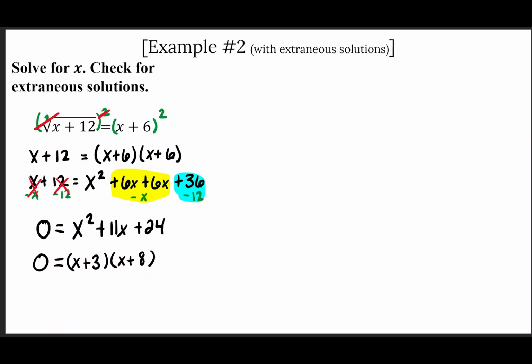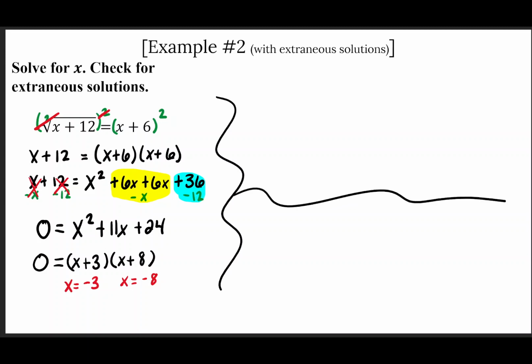When we solve a quadratic that's in factored form, we factor it like we just did, and then we need to say the opposites of those. My solution for that first factor is going to be negative 3, and my second factor is going to be negative 8 for a solution. So we have two possible answers. One of them could be extraneous because we accidentally might have created some false answers, so we do need to check both of these. So I've got some checking to do.